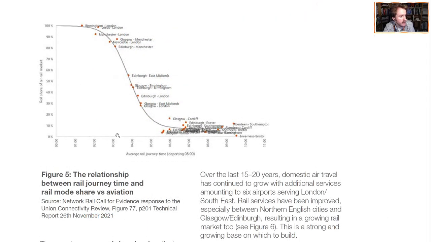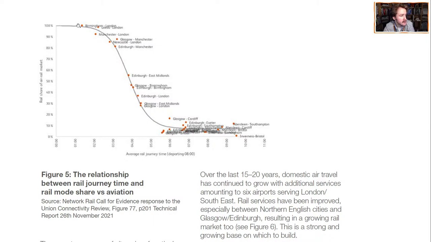The relationship between rail journey time and rail mode share versus aviation. So this is the response to the Union Connectivity Review. This is Network Rail's provision in the call for evidence, looking at mode share versus average rail journey time and rail share of the air-rail market.